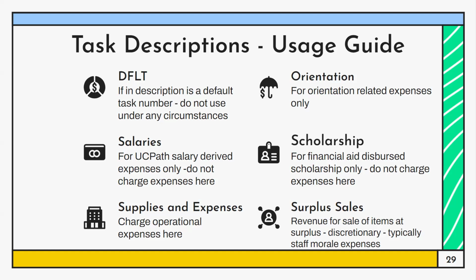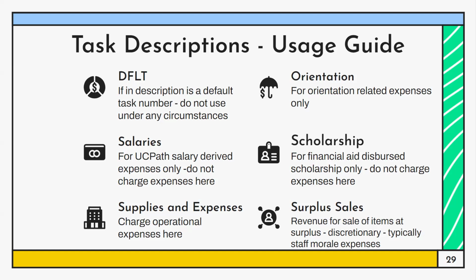If the task description says orientation, that is a COA that is for orientation use only. If the task description says scholarship, that's for financial aid dispersed scholarship use only, and you should not be charging expenses there unless otherwise instructed by your fiscal contact.